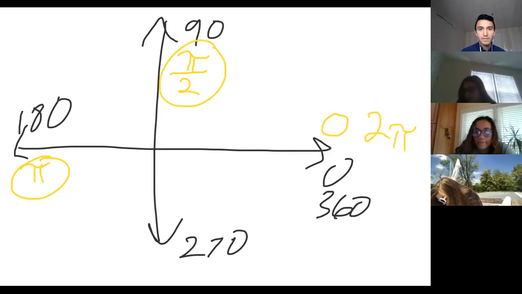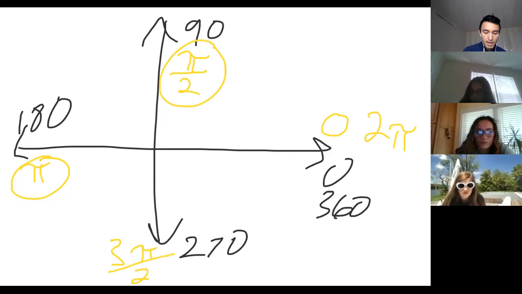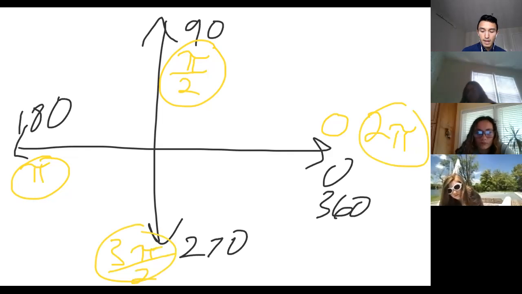Does that make sense? Does that help? And then 270 is like you add another half. 1 plus 1/2 is 3/2, so that's why it's 3 pi over 2. Everything is pi, and then you can keep going. So 2 pi, which is 360, is a full circle.